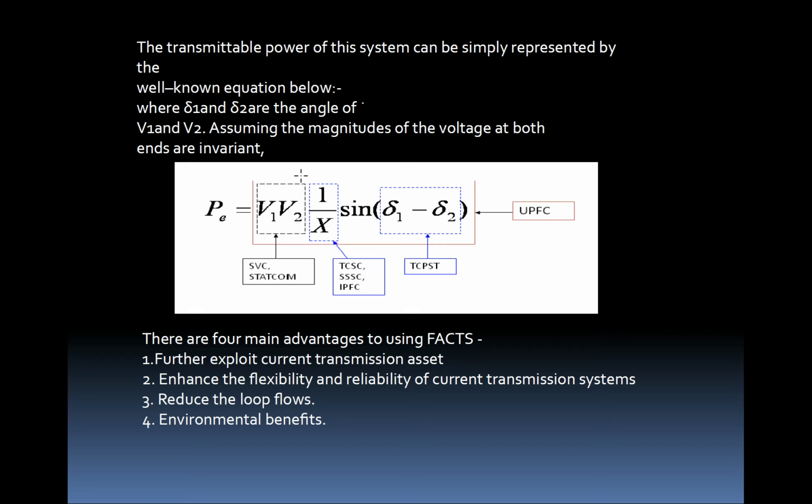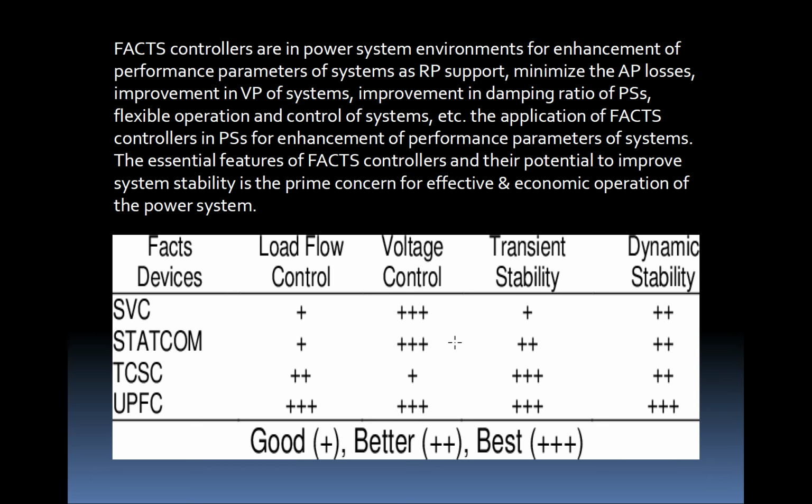Okay, so the transmissible power of the system can be represented by this formula. P equals V1 V2 over X, where X is referred to the STATCOM, times sine of delta 1 minus delta 2. Okay, so these are all the combinations of UPFC. We have a few components: SVC, TCSC, SSSC, TCPAR, TCPST. So these are all included in UPFC. That is why UPFC brings the best performance, especially as a FACTS controller.